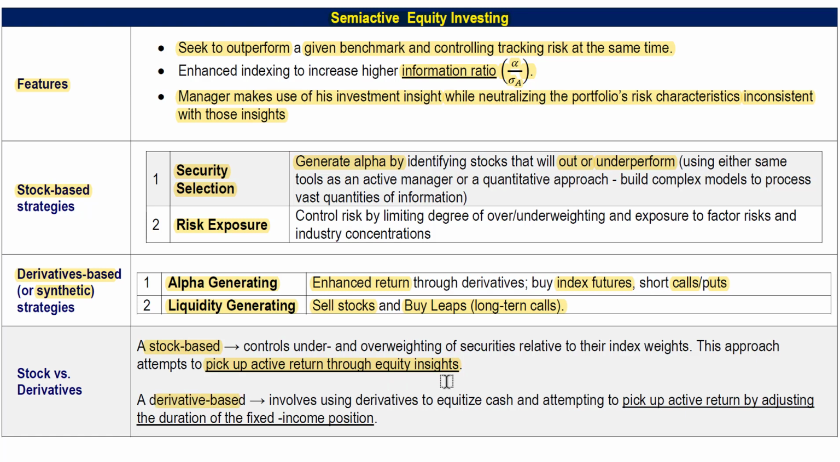derivative-based approach usually is to equalize the cash, or at the same time provide liquidity. For fixed income positions, the derivative-based approach also picks up the active return by adjusting the duration of the fixed income position. We're going to discuss duration later on. Duration is a very important part for measuring the interest rate risk. In other words, the derivatives approach can be used not only in the equity market, but at the same time it can also be used in the fixed income part to minimize its interest rate risk exposure.